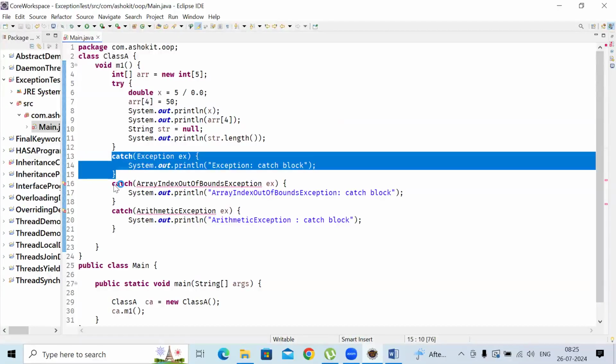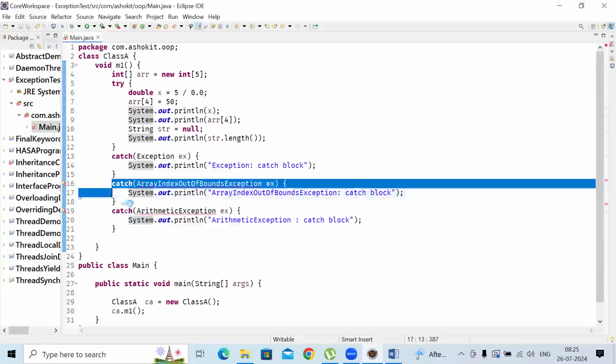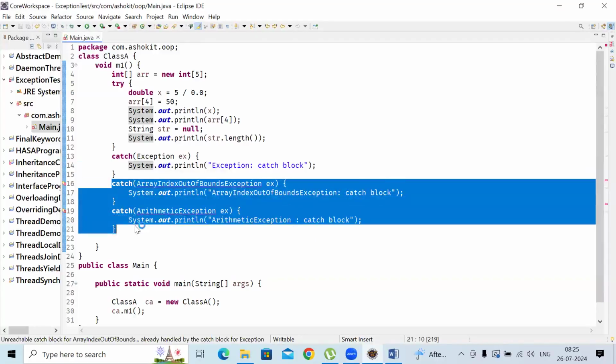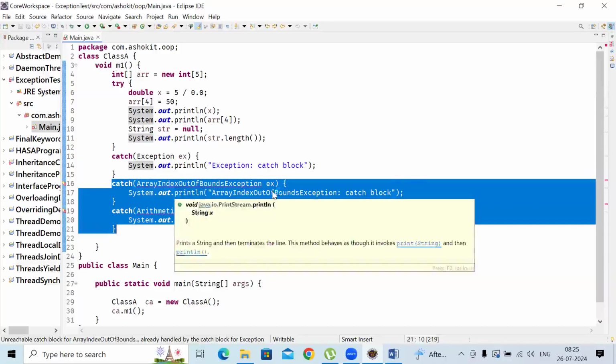If the first catch block is capable of handling every exception, then control will never jump to the next catch block. Even array index out of bounds, or the next catch block where we write arithmetic exception, control will never reach these catches, right? That's why we are getting error. The compiler is saying that this is unreachable code.